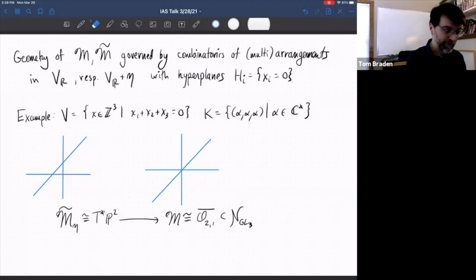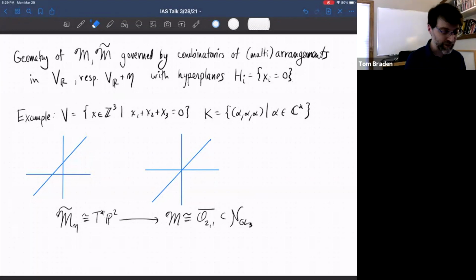And so if you look at VR, it's some vector space embedded in Rn, and you take the intersection of that with the coordinate hyperplanes, and that gives you a hyperplane arrangement. And then for the resolution, you just translate this real vector space away from the origin, and so now you get a non-central arrangement, and the combinatorics of those two arrangements sort of governs the geometry of these spaces.